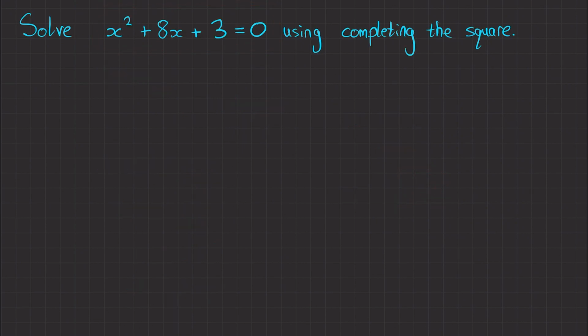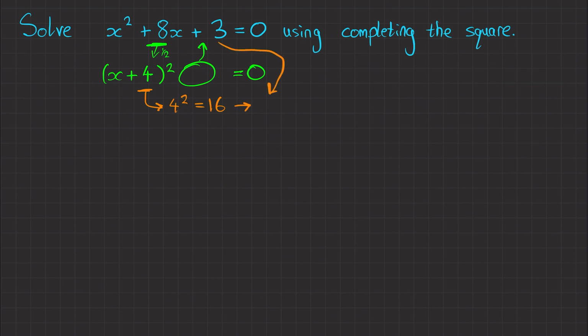Solve x squared plus 8x plus 3 equals 0 using completing the square again. So we'll start off the same. We'll have x plus something all squared. Well, that something is half of this, so half it, which equals 4. Now we need to find this value here to make sure it's the same as the original equation, equals 0. Firstly, we need to square the 4, so 4 squared equals 16. And we need to go from 16 to 3. So to get from 16 to 3, we take away 13. So this must be minus 13.